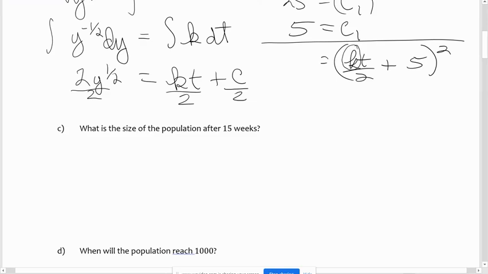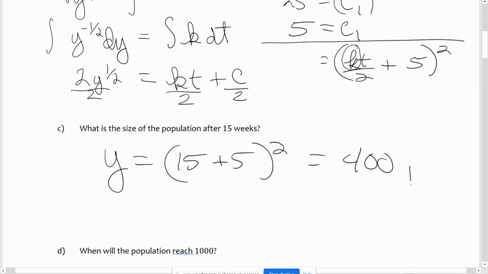Okay, so part C says, what's the size of the population after 15 weeks? So we would just take 15 and plug that in for t. So that'd be 15 plus 5 quantity squared, which is 400 people. All right, that's easy enough.